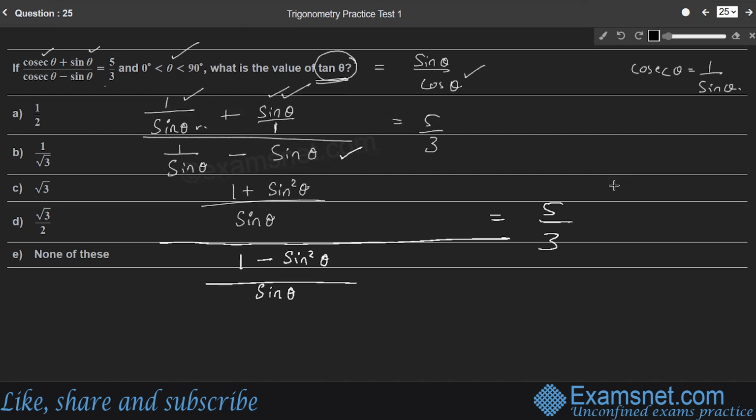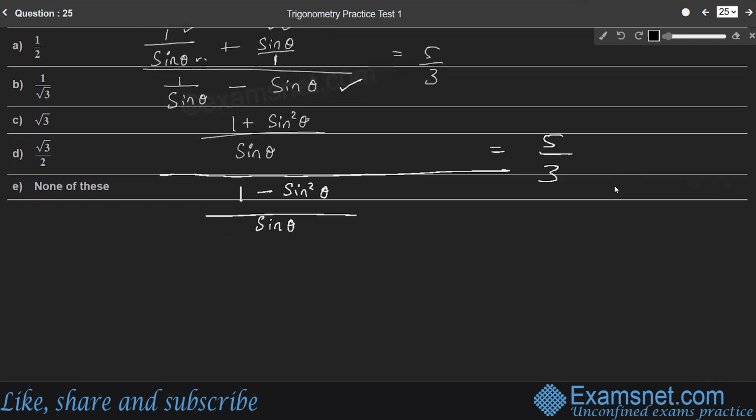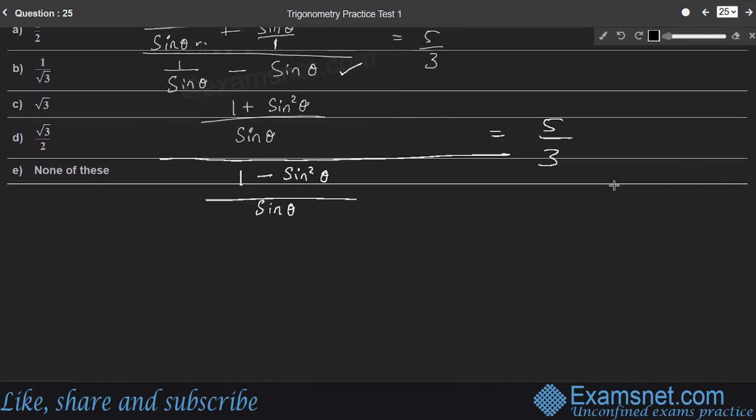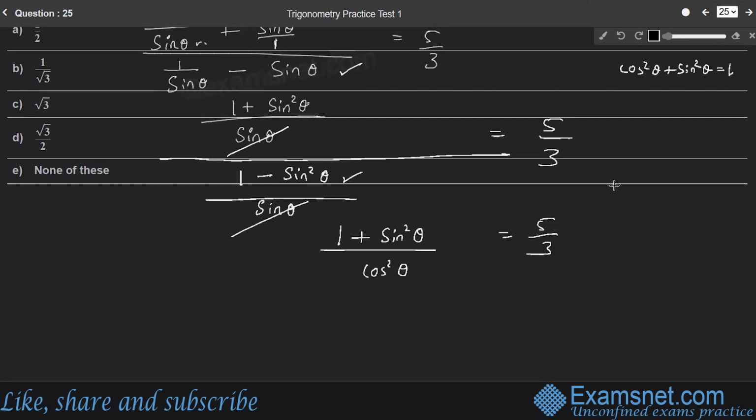In the RHS part. So now let us consider the numerator part. We have 1 plus sine square theta by sine theta. Here we can cancel sine theta and sine theta, right? So we'll have 1 plus sine square theta divided by 1 minus sine square theta, which is cos square theta, because cos square theta plus sine square theta is always 1. So that 1 minus sine square theta becomes cos square theta is equal to 5 by 3.